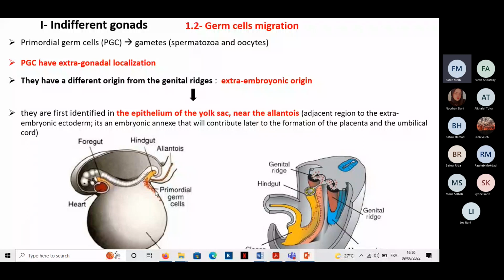Okay, so from where do they come? First of all, those primordial germ cells are identified in the epithelium of the yolk sac. So not anywhere in the yolk sac, but in the epithelium near the allantois. Okay, near this region, near the allantois, they are identified here. They are born here in this region, and then they will migrate inside of the embryo and inside of the genital ridges.